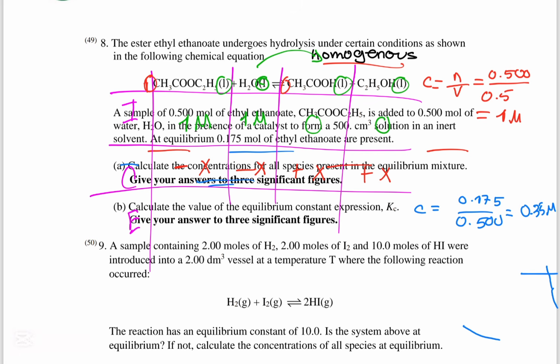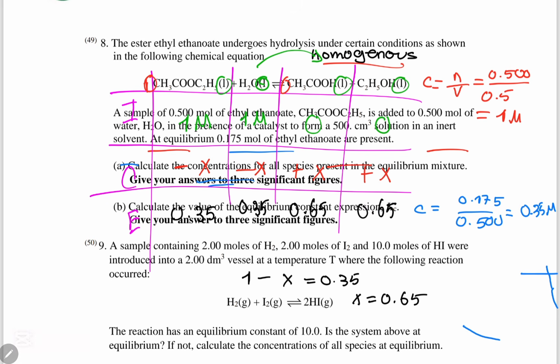So they told me that the equilibrium concentration of ethyl ethanoate was 0.35. So I can now find the value of x. I know 1 minus x is equal to 0.35, so x is going to be equal to 0.65. So here it's also going to be 0.35, here it's going to be 0.65, and here it's going to be 0.65 as well. Why? Because x is 0.65.